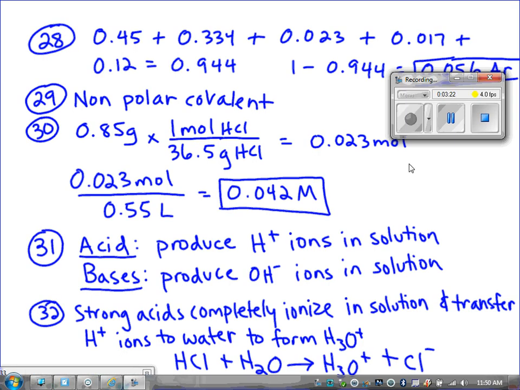Okay, for question 31, acids will produce hydrogen ions in solution and bases will produce hydroxide ions in solution. And for number 32, strong acids completely ionize in solution and transfer hydrogen ions to water to form H3O. So it's that hydrolysis where hydrogen is donated to the water. Remember, hydrogen ion donor for acids is a proton donor. Bases are proton acceptors, forming the H3O+ and the chloride ion for this particular reaction.